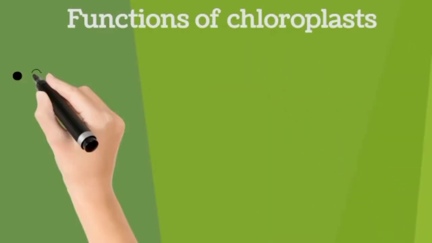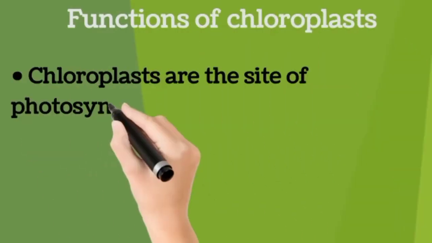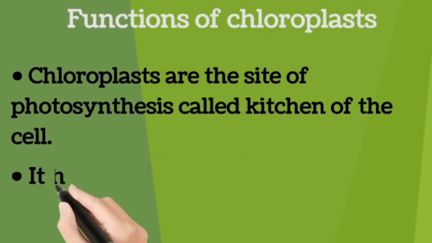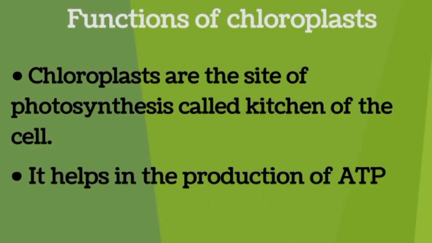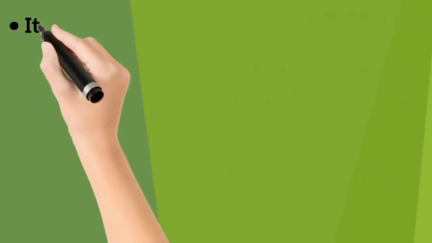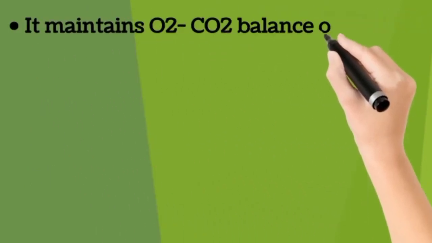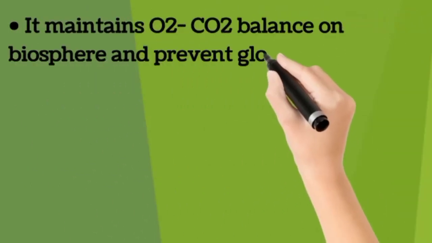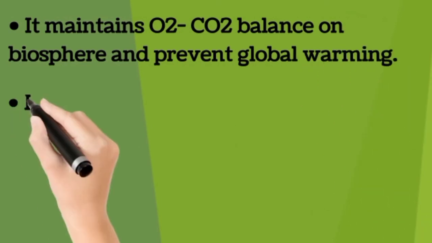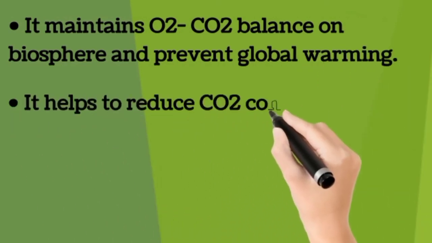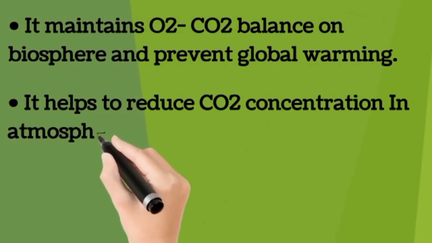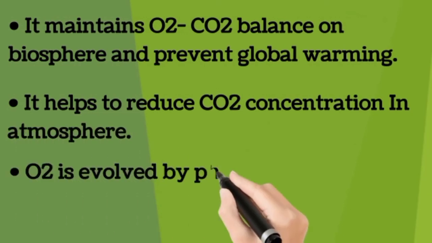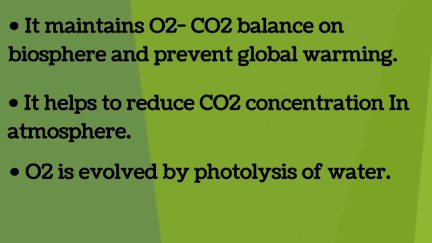Now, function of chloroplast. Chloroplasts are the site of photosynthesis, called the kitchen of the cell. It helps in production of ATP. It maintains O2 and CO2 balance in the biosphere and prevents global warming. It helps to reduce CO2 concentration in the atmosphere. O2 is evolved by photolysis of water.